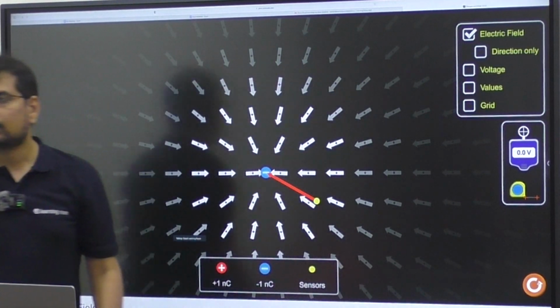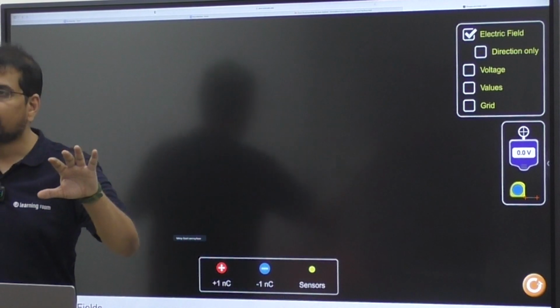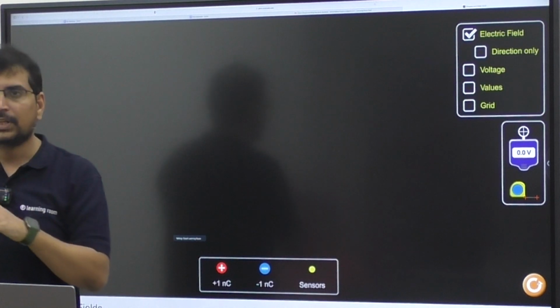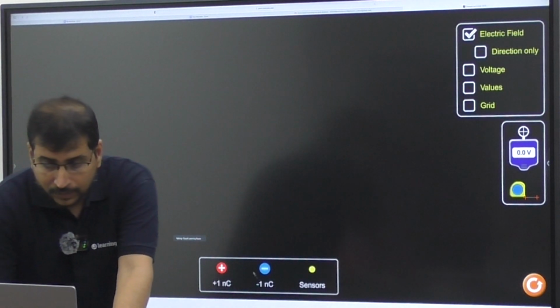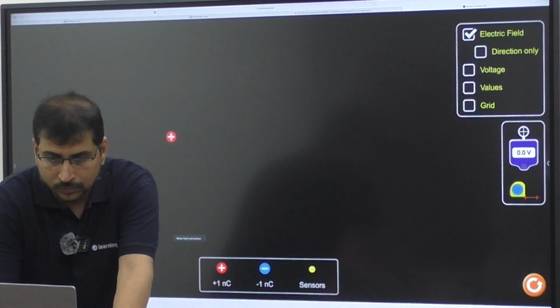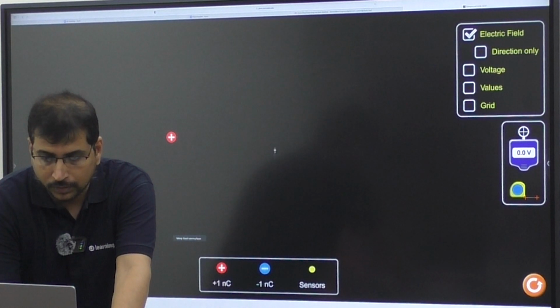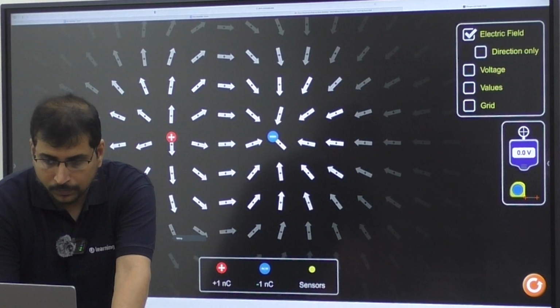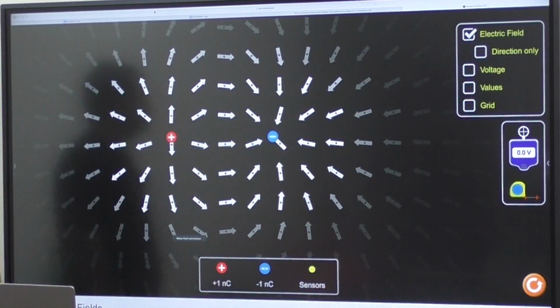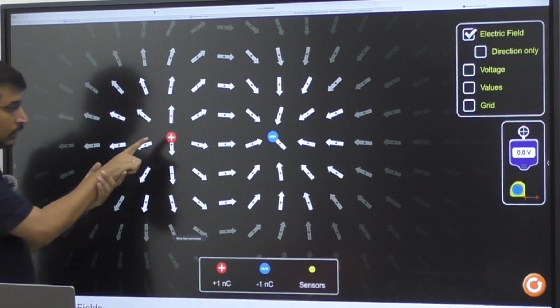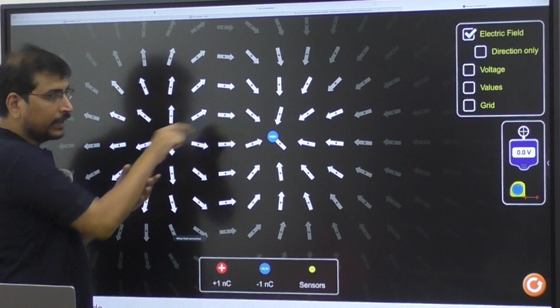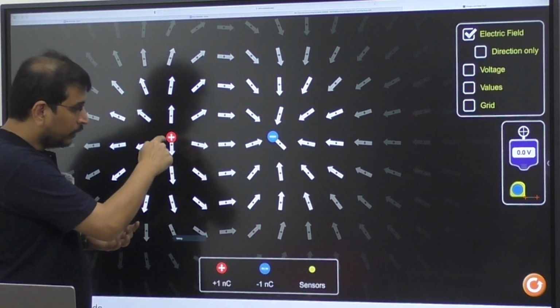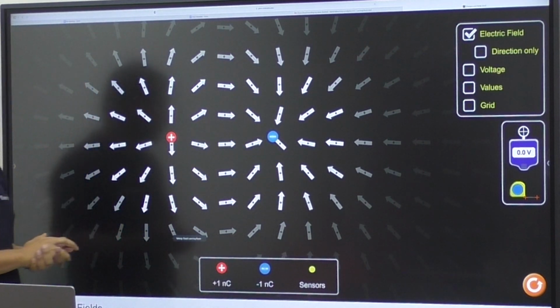Now, it is not necessary that you always have only a positive or only a negative charge. You can always have a combination. So when you have a system like this, a positive and a negative, you're able to see what is happening here. The lines go from the positive and end at the negative.